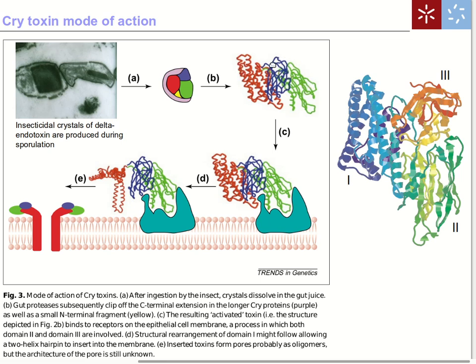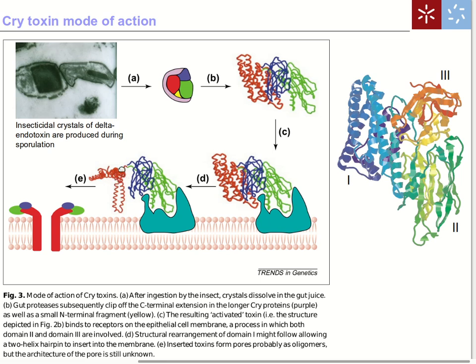And they all have their specific role in the action of the toxin. Domain 2, the green one, binds to specific receptors in the gut epithelial cells of the insect, so inside the stomach of the insect. And when that binding occurs, this induces a conformational change, mainly in domain 3, the red one here.